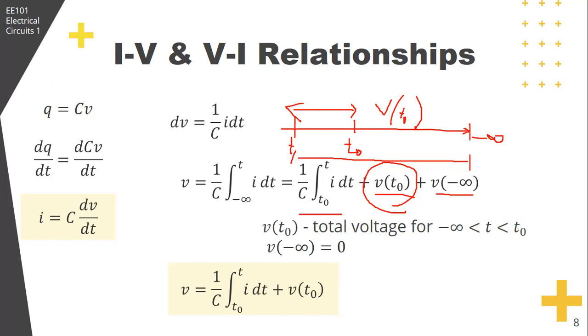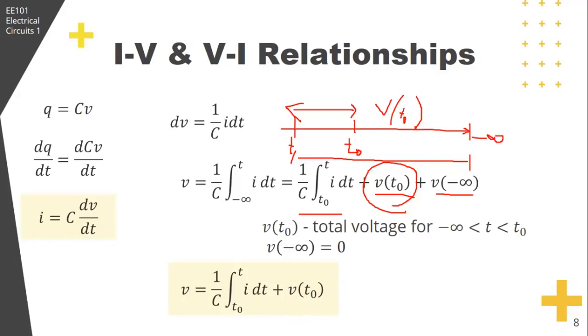So the voltage-current relationship for your capacitor will be v equal to 1 over C, integral of i dt from t sub o to t, plus your initial voltage stored in the capacitor. Now, if your capacitor was uncharged just before you applied the voltage, then it is zero.